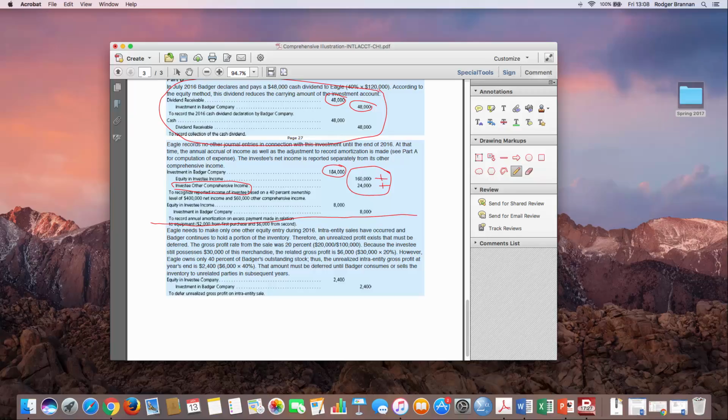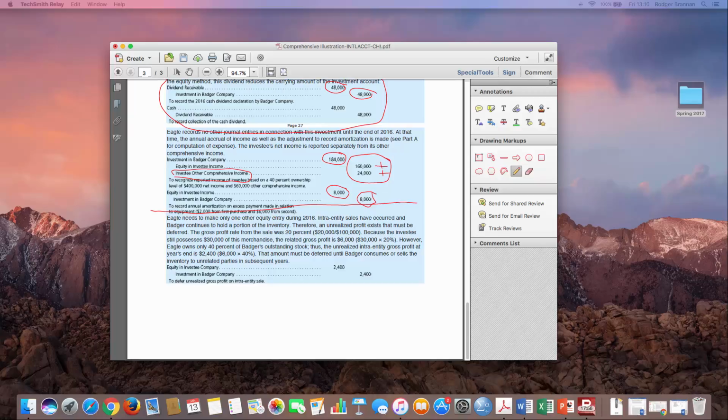Likewise, we recognize again the amortization of the original asset of $800,000 and the original asset of $80,000, how they're being amortized over 5 and 4 years, just like we did at the end of 2014. So the $8,000 will reduce the amount of Eagle's net income, and likewise it will reduce the amount of Eagle's investment account.